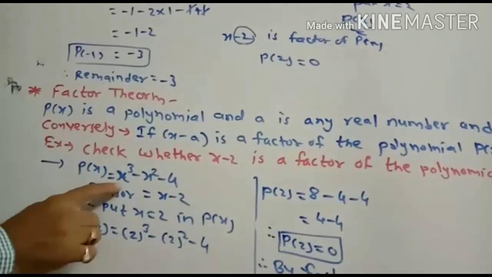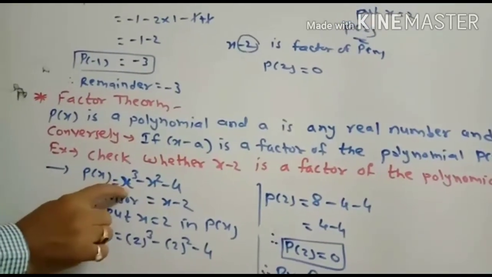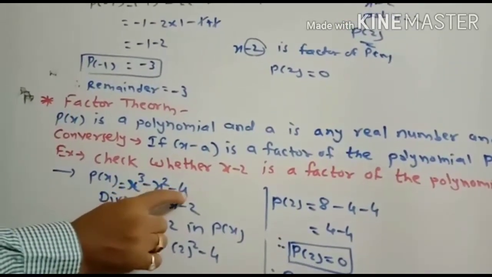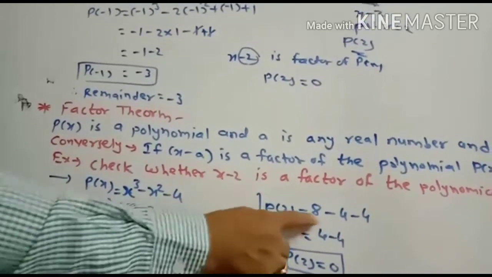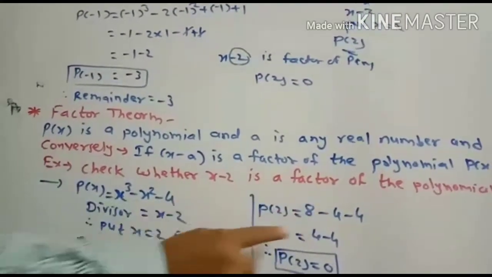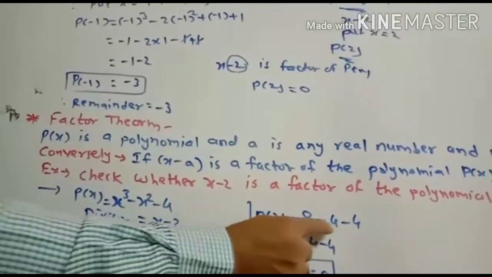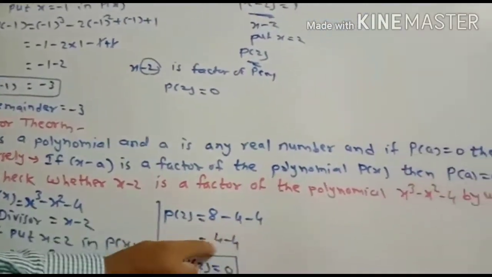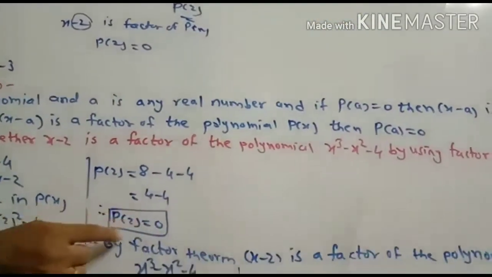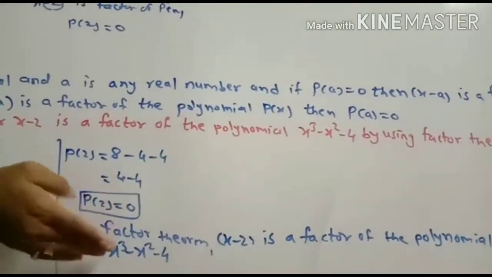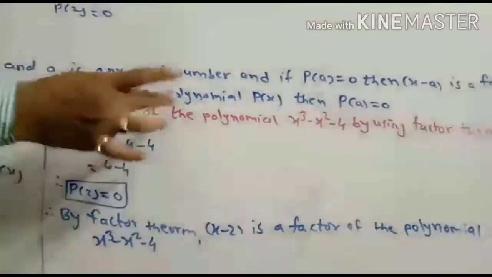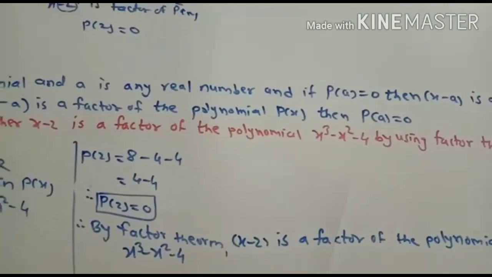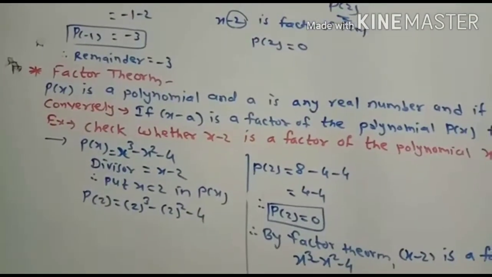Then we get p(2) = 2³ - 2² - 4. The cube of 2 is 8. The square of 2 is 4. 8 minus 4 is 4, 4 minus 4 is 0. That means the value of p(2) is 0. That means x - 2 is a factor of the polynomial x³ - x² - 4.